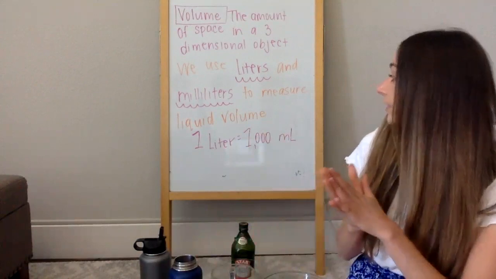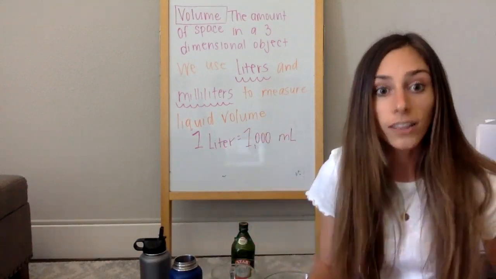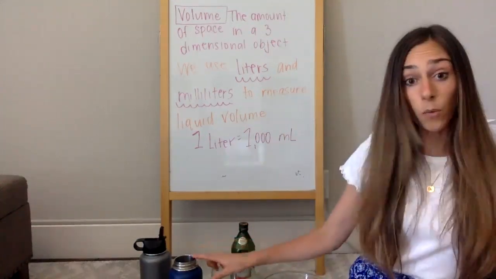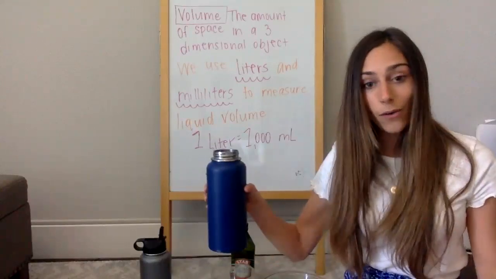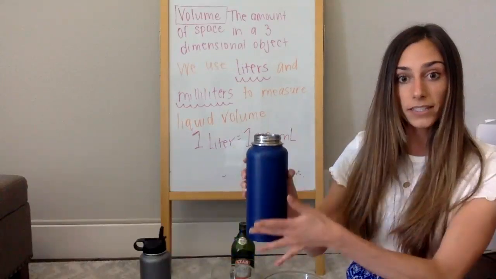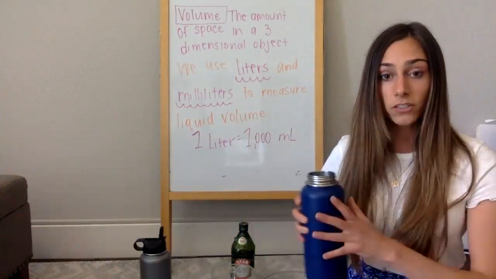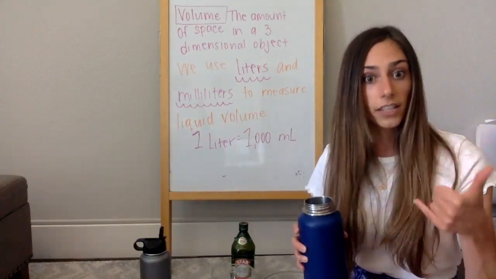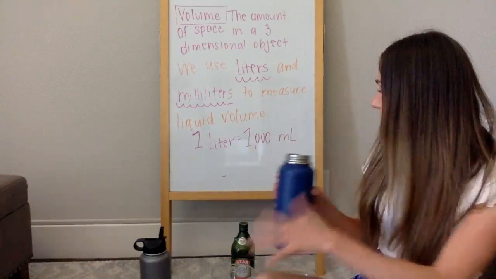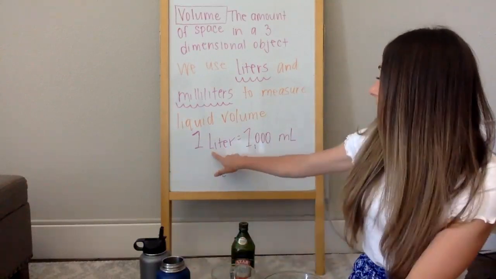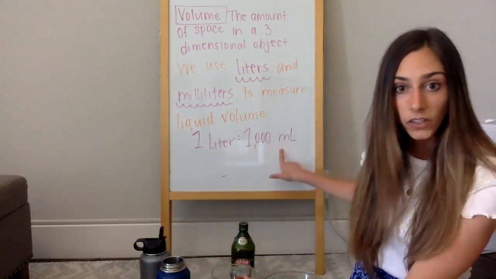So we use liters and milliliters to measure liquid volume. Just like that water bottle that's full of liquid right now, I want to know the volume, how much space it takes up. What unit am I going to use to measure? I'm going to use liters and milliliters. So 1 liter is equal to 1,000 milliliters.